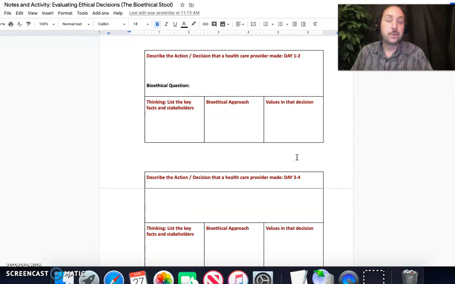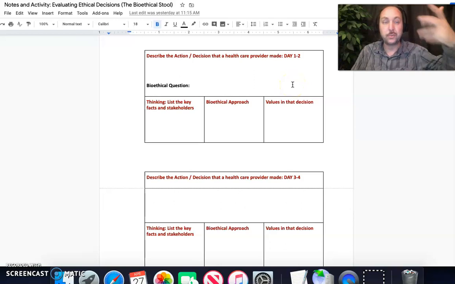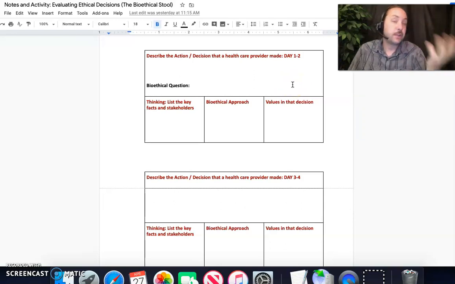So here's your job, your task. You're going to do this for 2 different actions. One action that was taken in the first 2 days, because the facts were different then. Okay, you're going to list the decision, describe it, and write the bioethical question that they were asking themselves: Should we do this? Or you could ask the question, should they have done this?